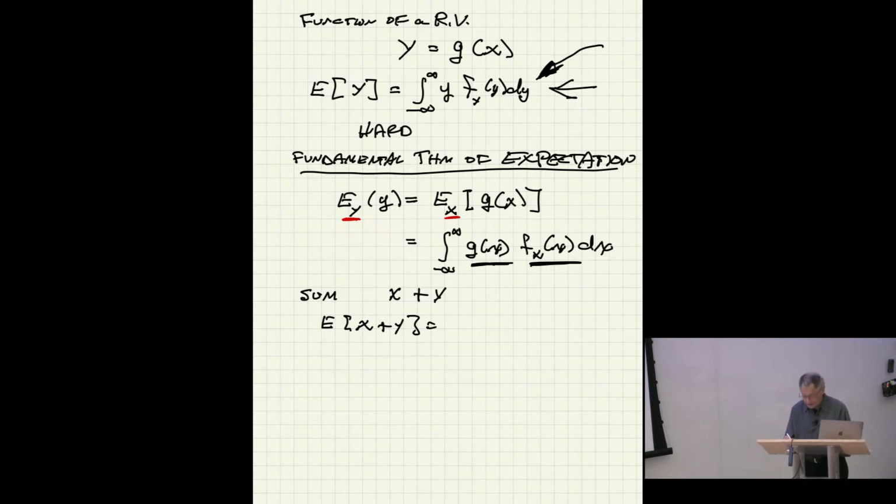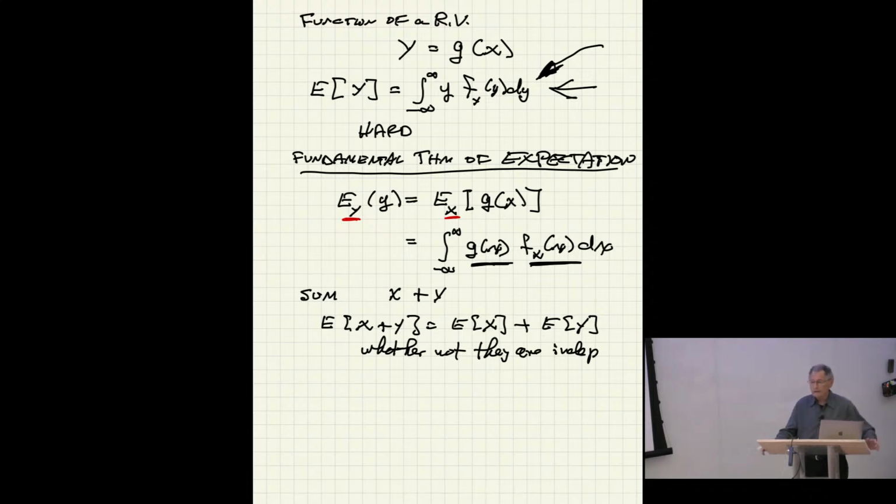It turns out that's the expectation of x plus the expectation of y, whether or not they're independent. Now, can anybody suggest how you might prove that? I'm not going to do it. It's in the book.